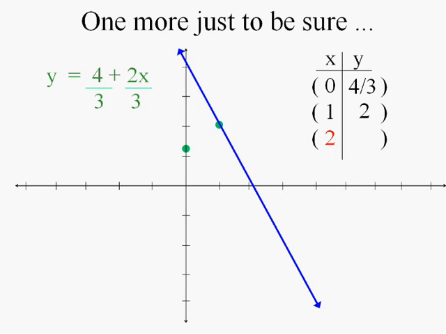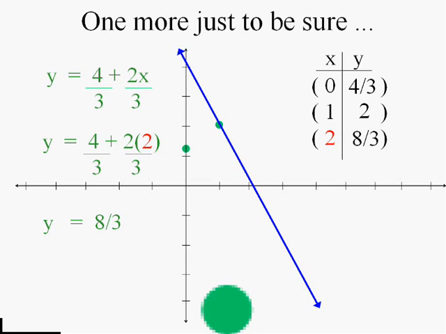Let me do one more. Put in a 2, and I'll get 4 plus 4/3, or 8/3. Now 8/3, 8 divided by 3 is 2 2/3. So I'm going to go over 2 and up 2 2/3. And son of a gun, they line up. You look marvelous. And I'll draw the line.